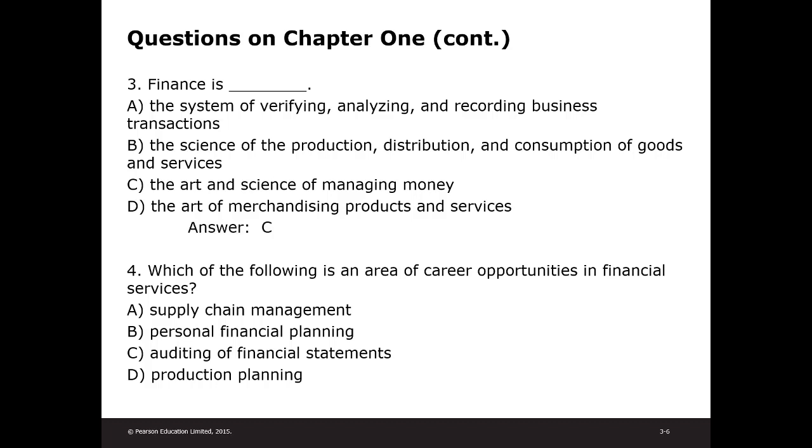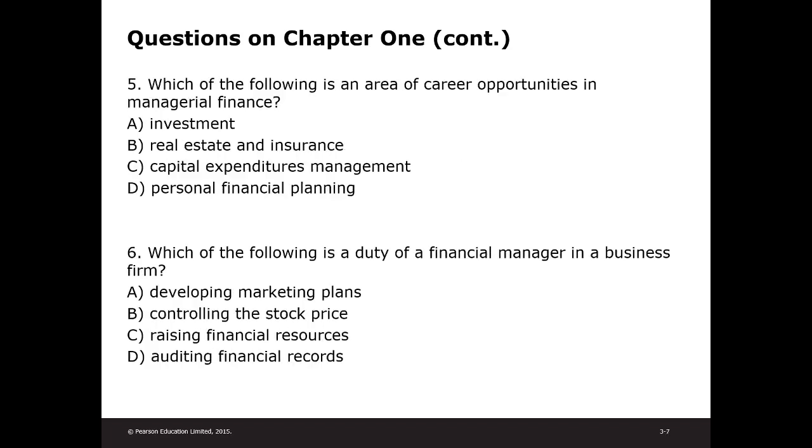Next question. Which of the following is an area of career opportunities in financial services? Supply chain management, personal financial planning, auditing of financial statements, or production planning? The answer here will be B, because financial services are considered as the advising and design of different financial products for the customers. And these tasks are the job description of personal financial planning.